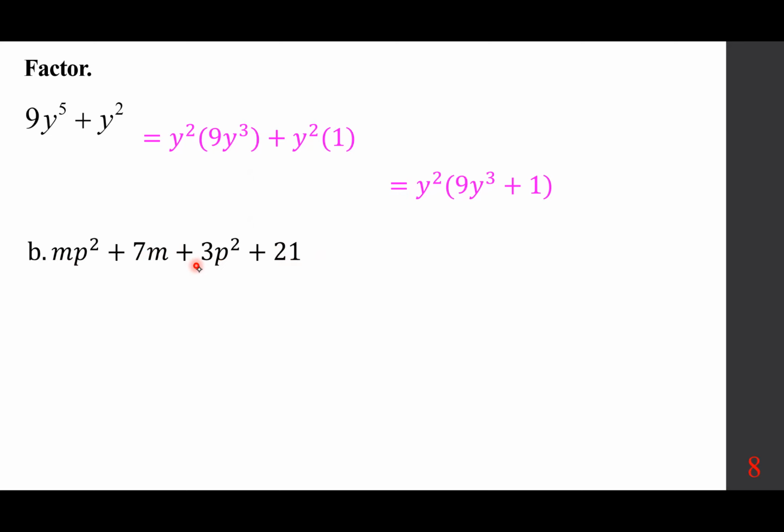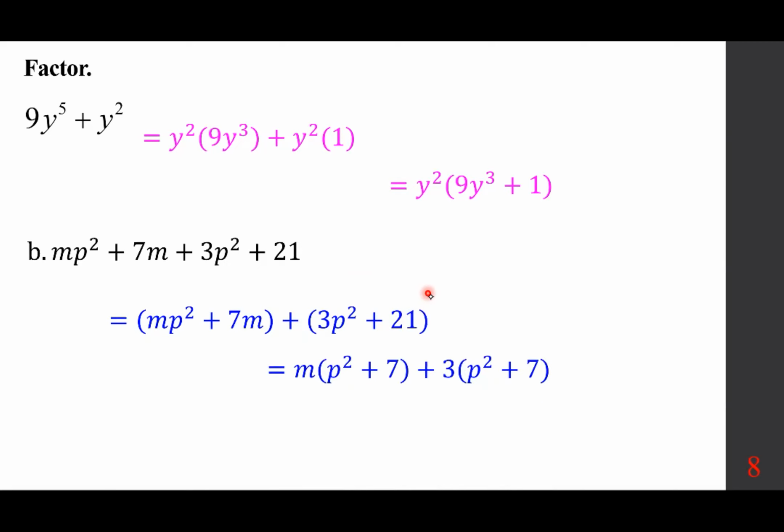So if you put the first two together and the last two, do we have anything in common here? Do we have anything in common here? And when we take it out, the parentheses that is generated, are they identical? Let's find out. So in this case, we can clearly see that m is in common. So we get p squared plus 7. In this case, clearly number 3 is in common, and we get the same thing, p squared plus 7.